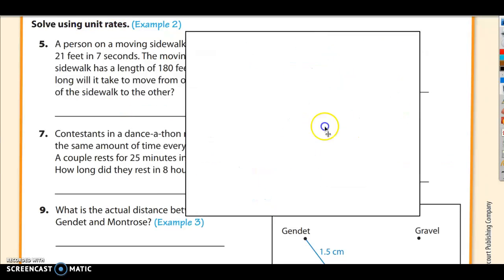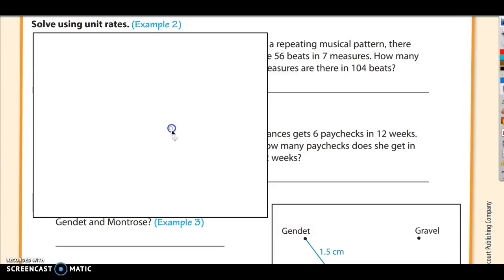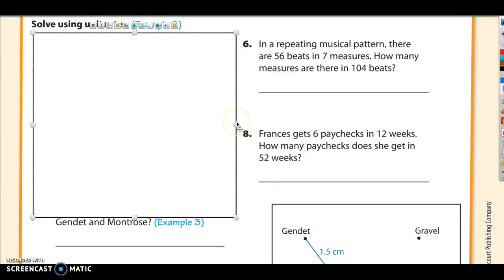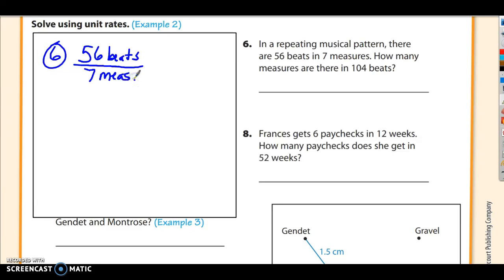Alright, so let's check out the next one. Number 6. In a repeating musical pattern, there are 56 beats in 7 measures. How many measures are there in 104 beats? So notice I put my terms, beats up top, and measures on bottom, and I don't know how many measures there are in 104 beats.